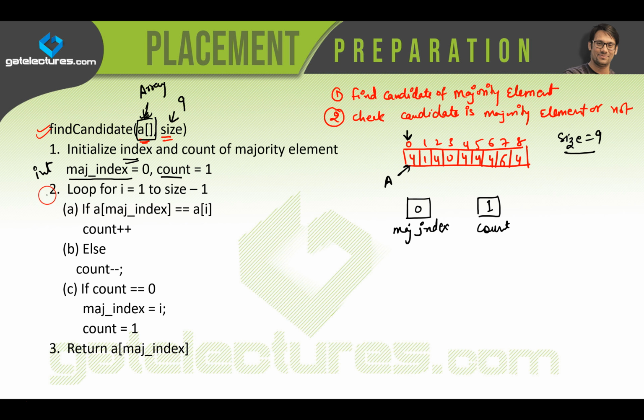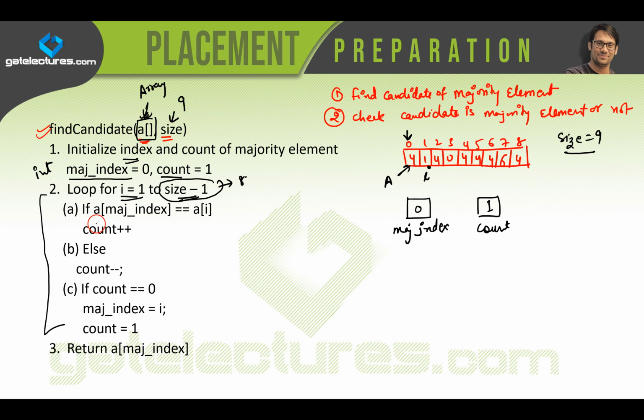And then we have this loop from here to here. This loop will start from I equal to 1, so you can see I equal to 1 to size minus 1. If the value of size is 9, this loop will run till the value of I becomes 8.